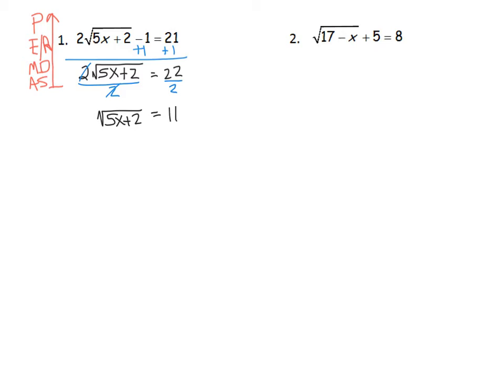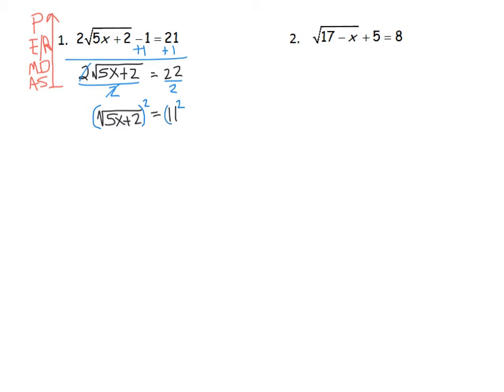Now at this point, the next thing we need to deal with is the square root. We did our adding and subtracting right here. We did our multiplying and dividing, and now we need to deal with our exponent, which we don't have any exponents, or our radical. And here's our radical right here. Adding and subtracting are opposite operations, multiplying and dividing are, and so are using an exponent and a radical. So that means we're going to undo the radical by squaring both sides of the equal sign.